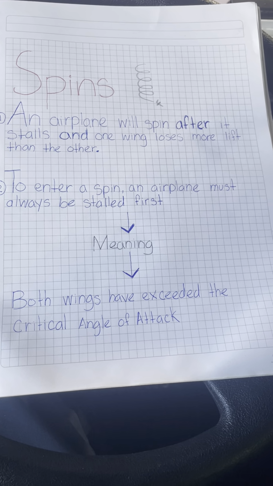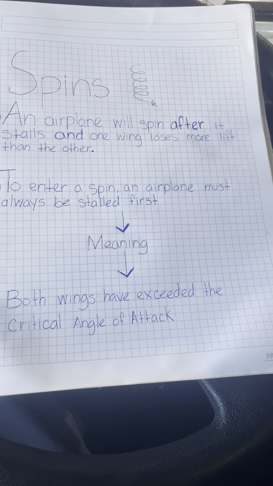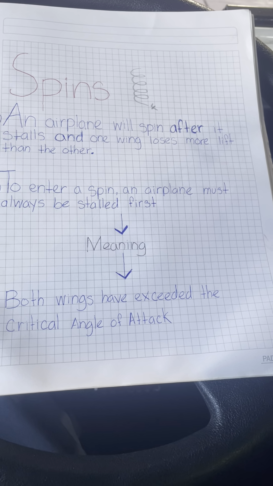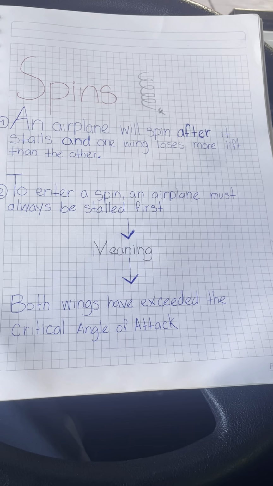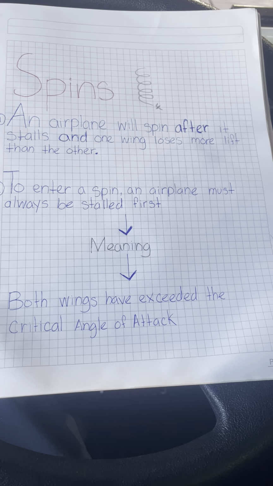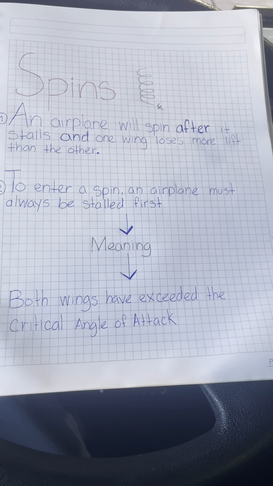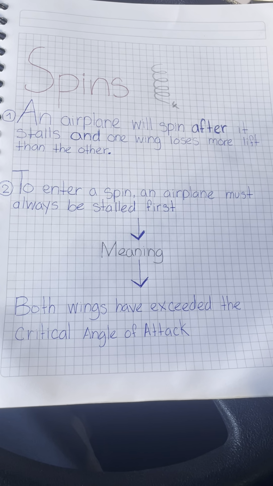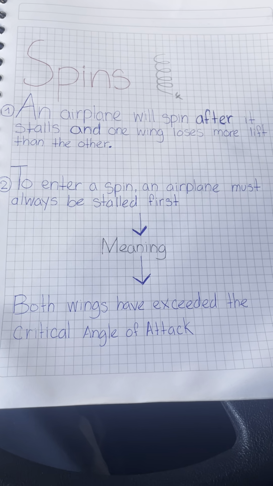An airplane will spin after it stalls. It's not generating any more lift, and one wing loses more lift than the other. To enter a spin, an airplane must always be stalled first, meaning both wings have exceeded the critical angle of attack.